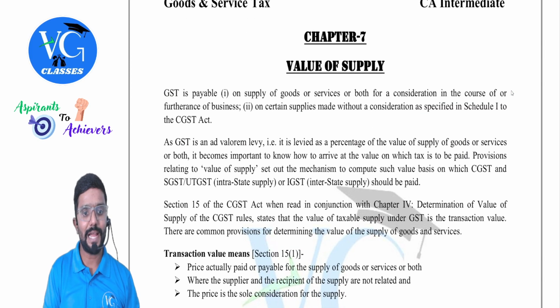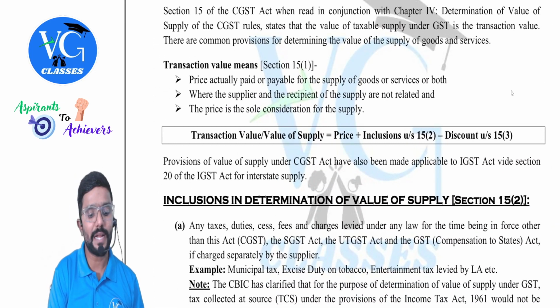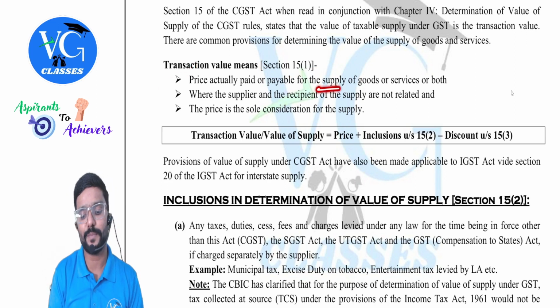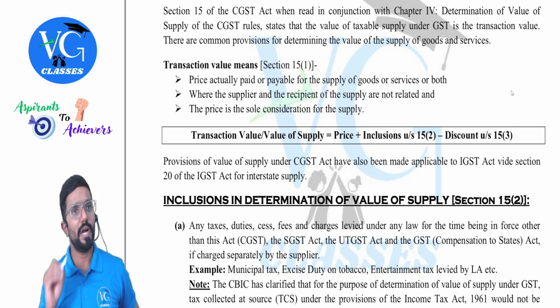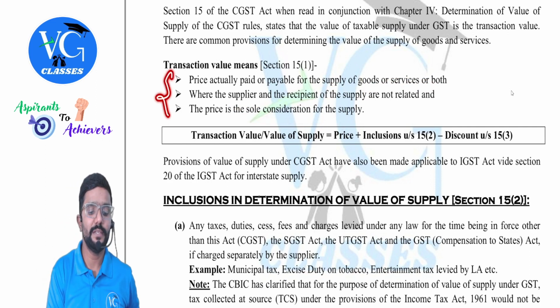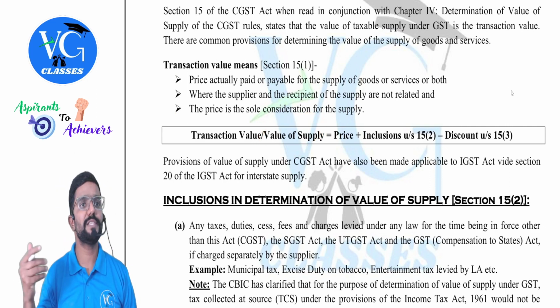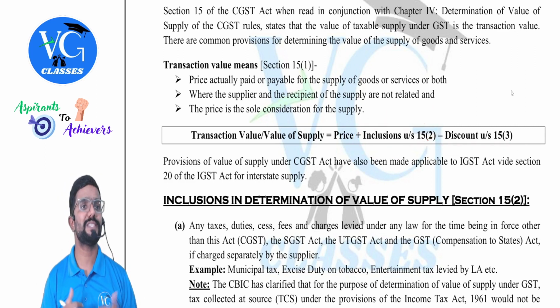Guys, we have already learned that as per section 15, value of supply means what? Transaction value. What is transaction value? As per section 15 subsection 1, it is the price actually paid or payable for the supply of goods or services or both, where the supplier and recipient are not related and the price is the sole consideration. If all these three conditions are satisfied, then transaction value will be the value of supply. And section 15 subsection 2 gives a few inclusions, and section 15 subsection 3 talks about discount, which has to be deducted while calculating the value of supply.